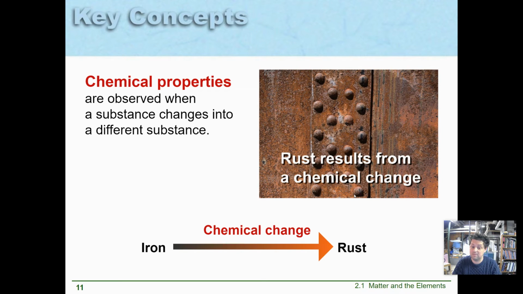The example here is rust. Rust results from a chemical change. Iron, in the presence of oxygen and water, will rust. It goes from being iron to becoming iron oxide. It's a different compound now. Iron is hard. It's very rigid. It maintains its shape. Rust is soft and flaky. I can pick it off with my fingers. It's very crumbly, very brittle.